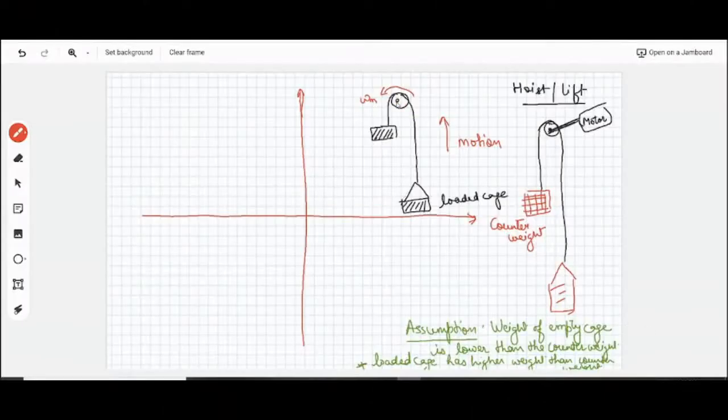Yes, sir. Motion we want in upward direction. So for upward motion, this drum needs to be rotated in clockwise or anti-clockwise direction? Clockwise, means in the direction of the motion, yes or no? Right. So your motor should rotate, because your motor is attached to this drum. So it should rotate in the clockwise direction.